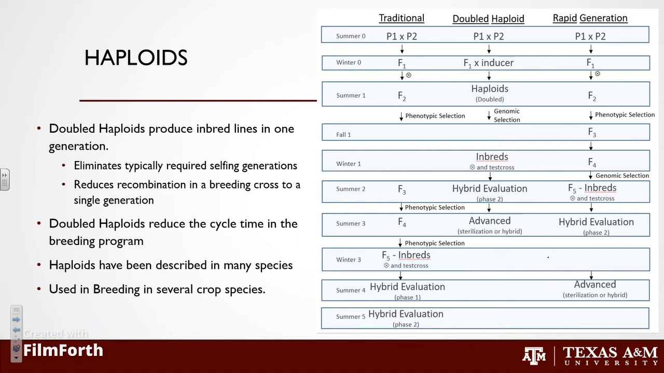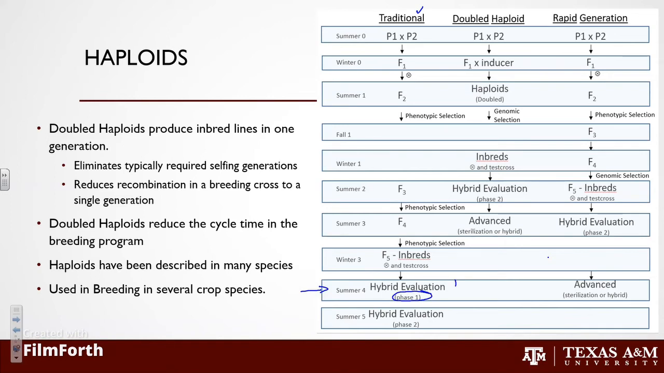This is our traditional approach right here. And you'll note that to get to hybrid evaluation of anything in our program takes a minimum of 4 years. From the start, from the original cross through multiple fall and winter seasons to get to hybrid evaluation in what we would call phase 1, the first time we've seen test cross hybrids.